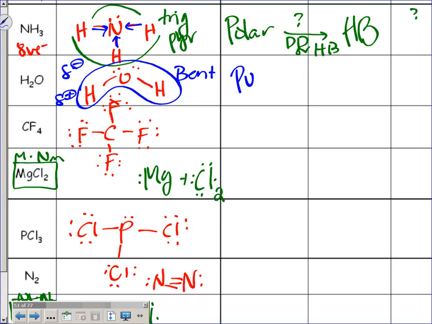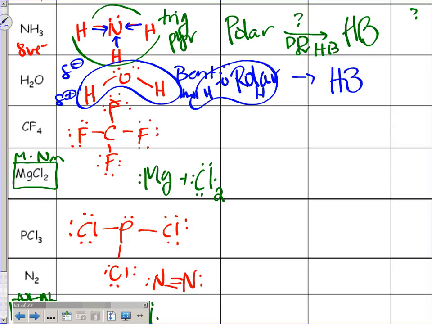So it's polar. Then you have to consider polar has dipole-dipole or hydrogen bonding. What does this case have? Because H is bonded to oxygen, it can hydrogen bond with another water molecule. And remember, we're talking about between the molecules, not necessarily those hydrogens, but between the molecules, that's where a hydrogen bond occurs. So it's polar, it experiences hydrogen bonding.